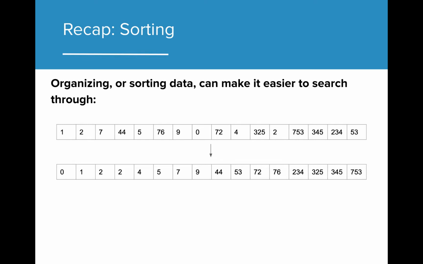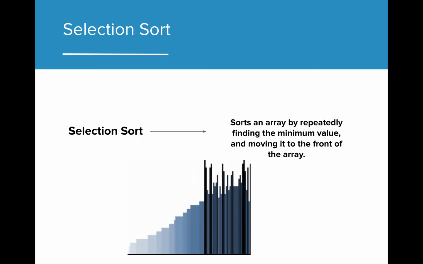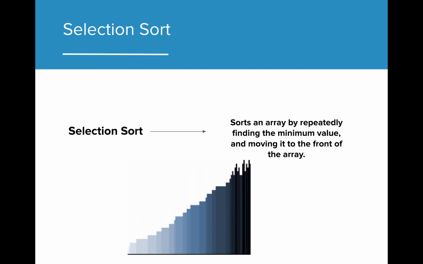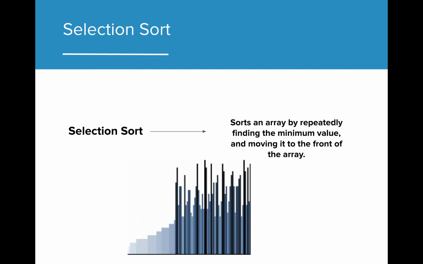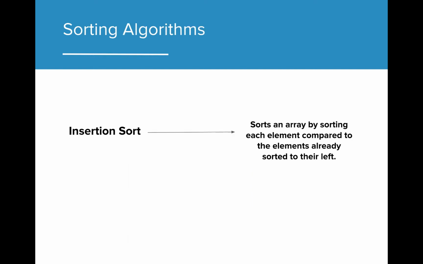That way, we can organize our search at specific points, which in turn can make sure we are looking through less values when we search. The first sorting algorithm we looked at was selection sort. This algorithm sorts arrays by repeatedly finding the minimum value in an array and moving it to the front. The second sorting algorithm that we will look at is insertion sort. This sorts an array by sorting each element compared to the elements already sorted to their left.